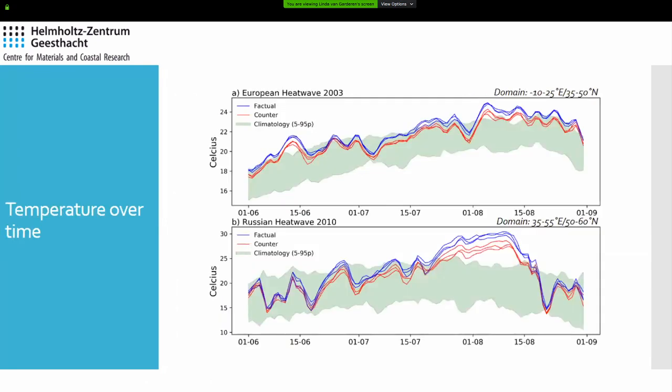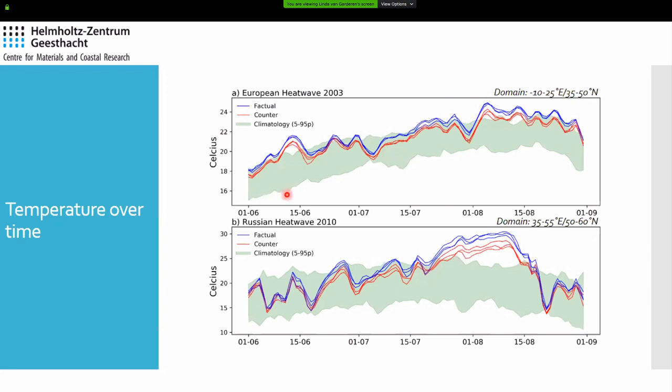And I would like to show you some results from 2 heat waves that I studied. The first, on the top, is the European heat wave. Here, this is the temperature in Celsius, from the 1st of June all the way to the 1st of September, for this domain. So this is a domain average. The green is climatology, 5 to 95 percentile. And then the results for the factual world are in blue and the counterfactual in red.